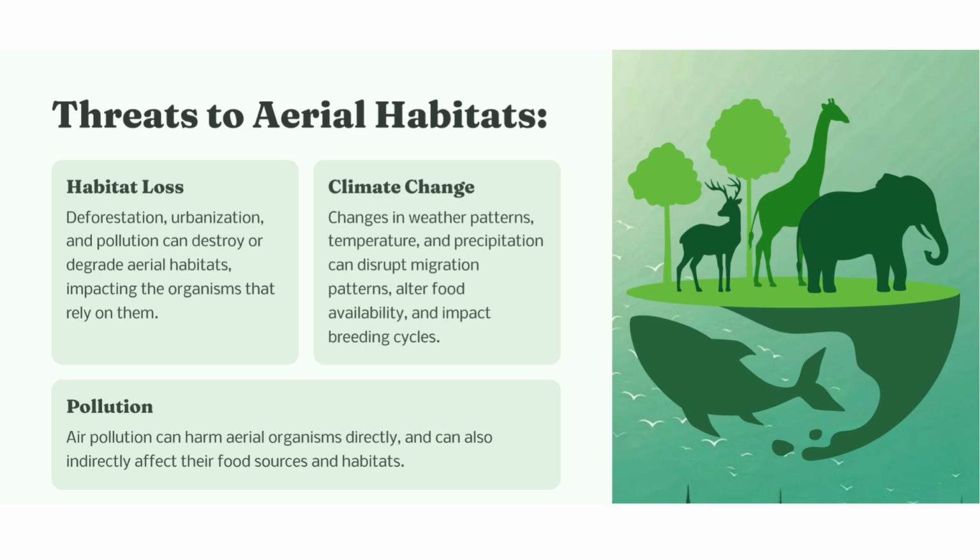So now we have threats to aerial habitats. So habitat loss, deforestation, urbanization, and pollution can destroy or degrade aerial habitats, impacting the organisms that rely on them. Climate change is also one threat to aerial habitat. Changes in weather patterns, temperature, and precipitation can disrupt migration patterns, alter food availability, and impact breeding cycles. Pollution, air pollution can harm aerial organisms directly and can also indirectly affect their food sources and habitat.